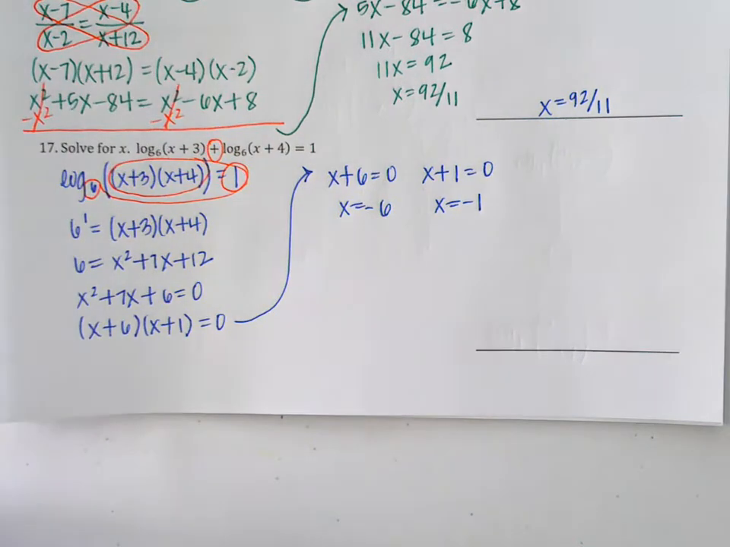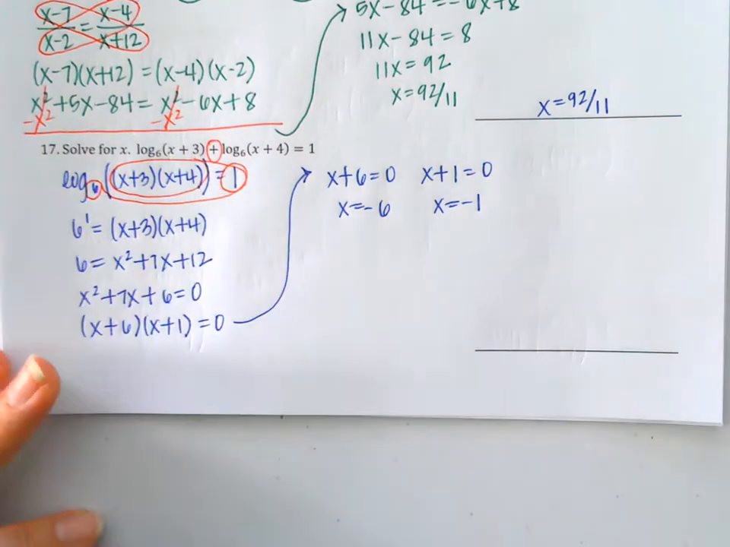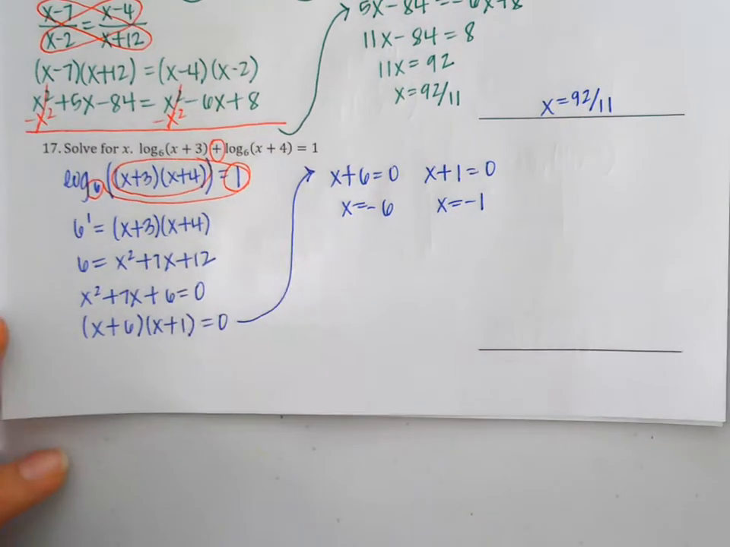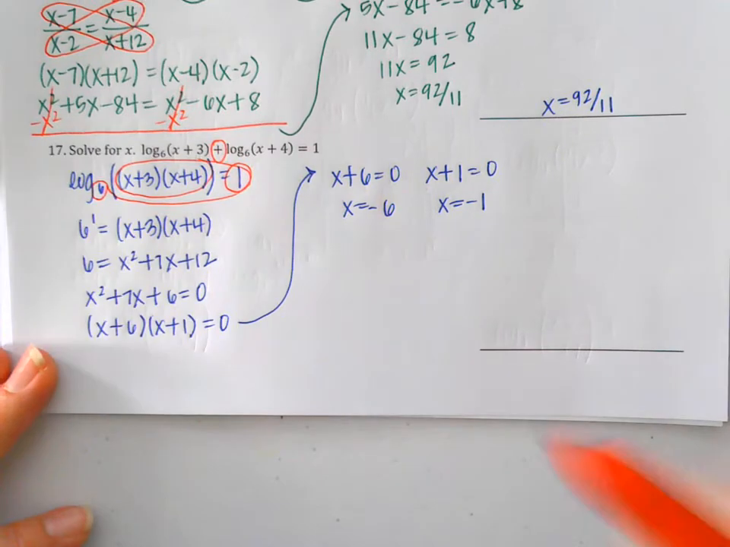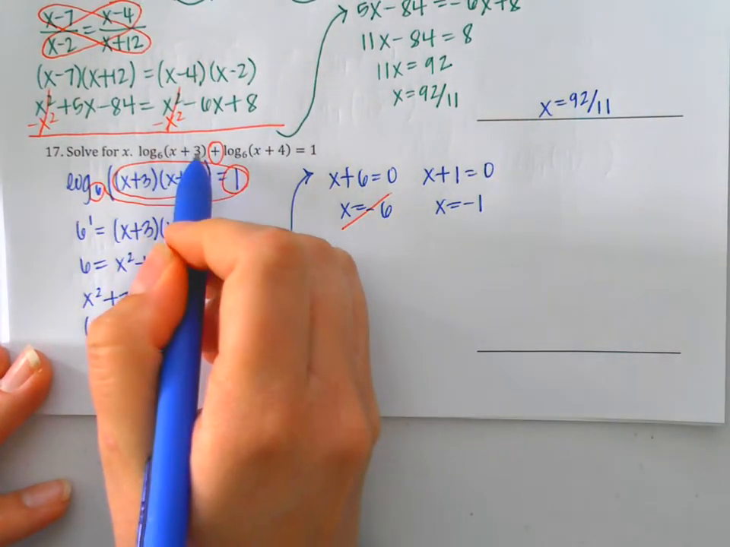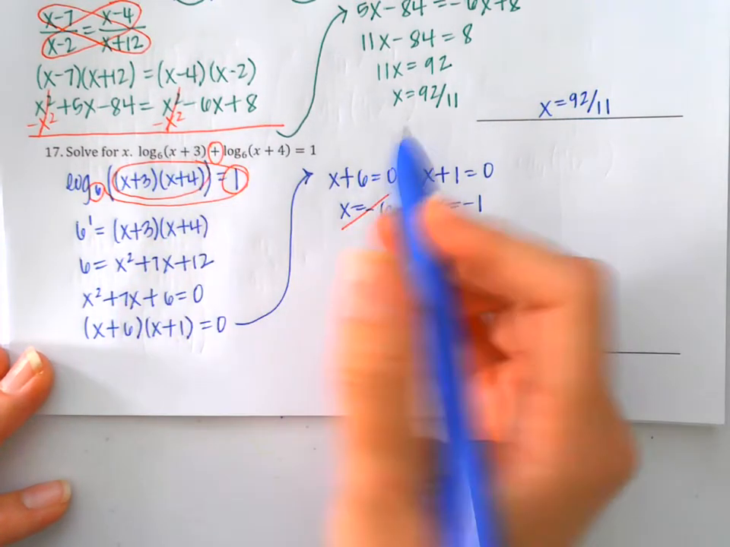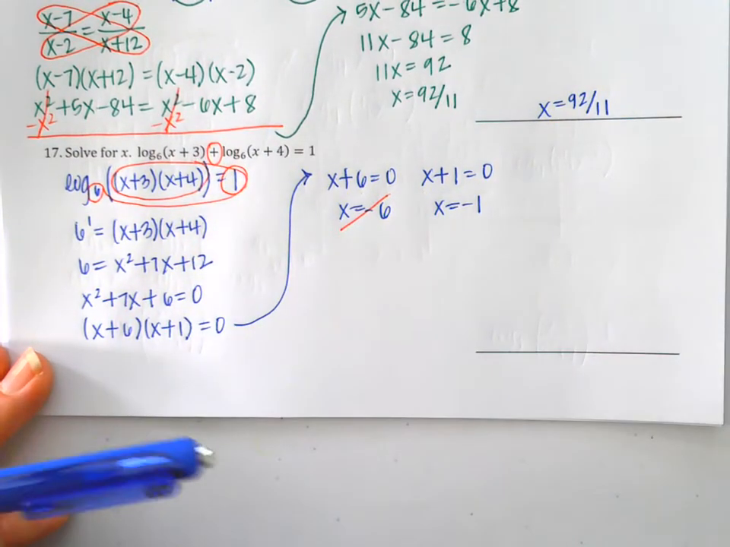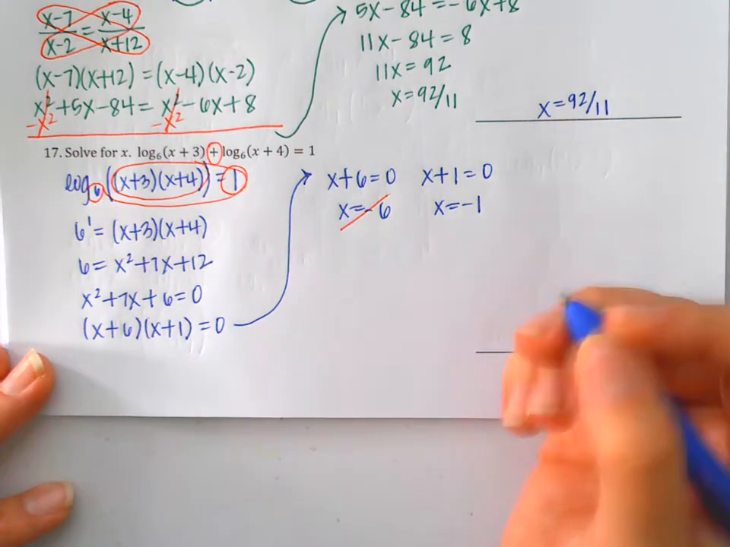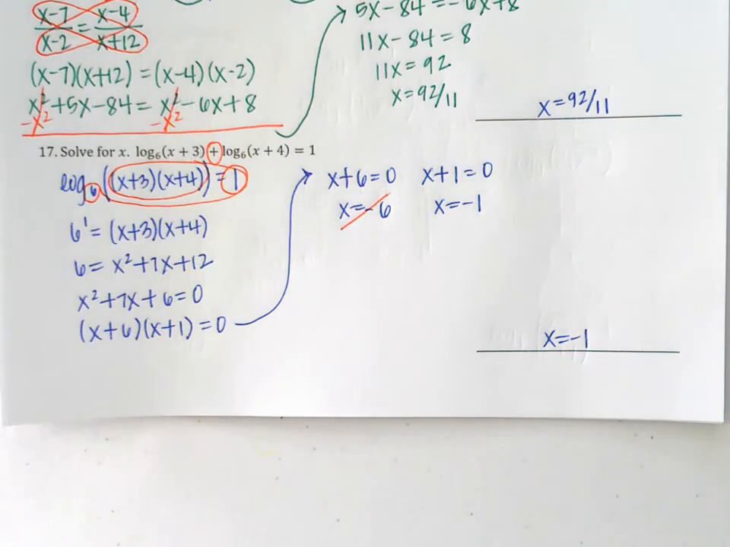Now remember, you have to check your solutions. So when I plug this in, negative 6 plus 3, yikes. That gets me a negative number, which means it's a negative argument, which means this is not a solution. Negative 1 plus 3, that works. Negative 1 plus 3 is 2. It's a positive argument. Negative 1 plus 4 is 3. It works. It's a positive argument. So x equals negative 1 is my only solution there.